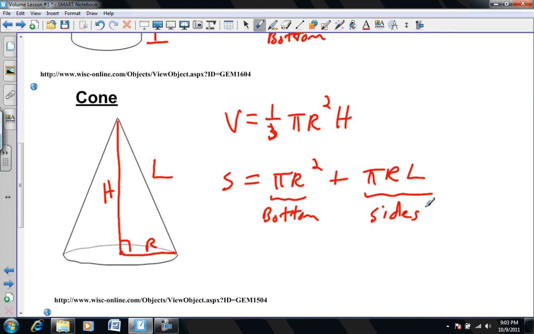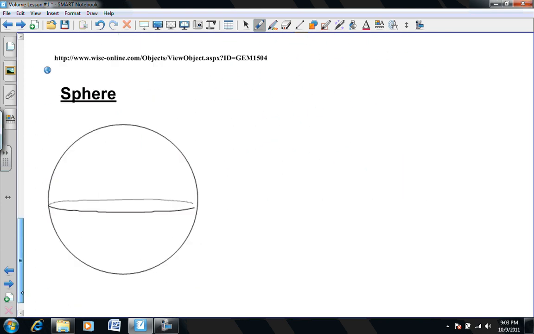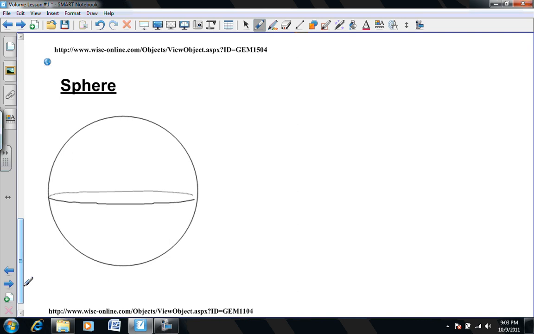Okay? And that leaves us with one more basic shape, and that's the sphere, like a ball. A sphere only has one dimension that you need to know, and that dimension is the radius. The volume of a sphere can be found by taking 4/3 times pi times the radius raised to the third power. That'll tell you how many cubes fit inside of a sphere.